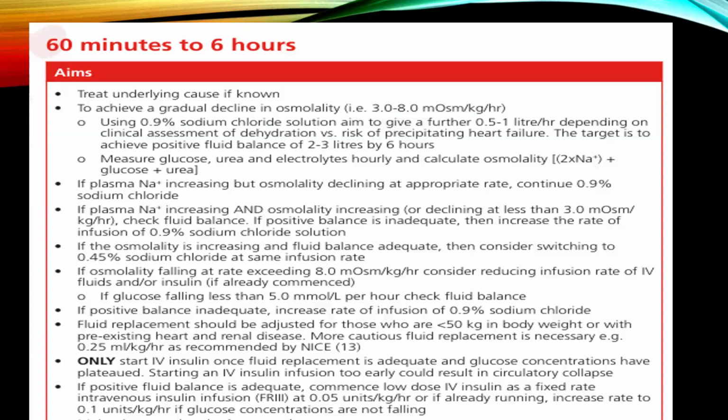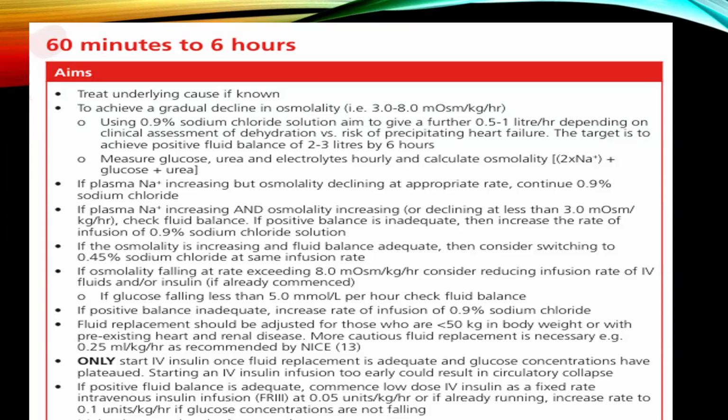If plasma sodium is increasing but osmolality is declining at an appropriate rate, continue 0.9% sodium chloride. If plasma sodium is increasing and osmolarity is increasing, check the fluid balance. If the fluid balance is inadequate, then increase the rate of infusion of 0.9% sodium chloride solution.